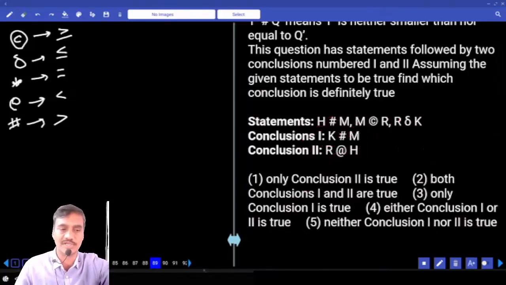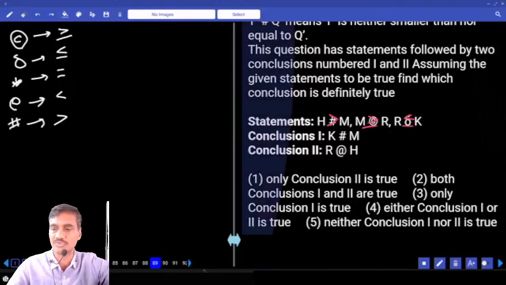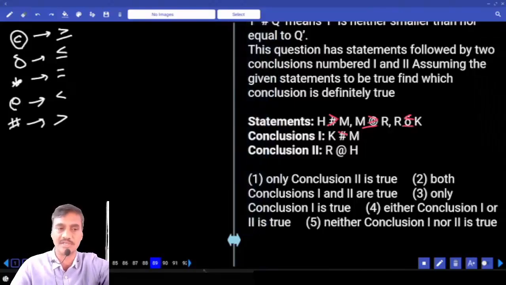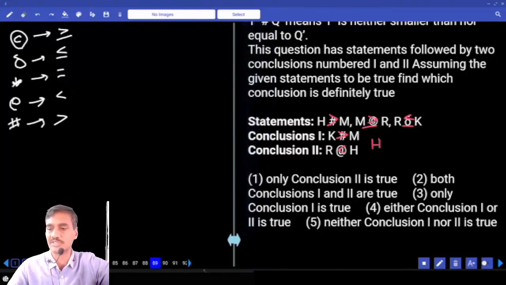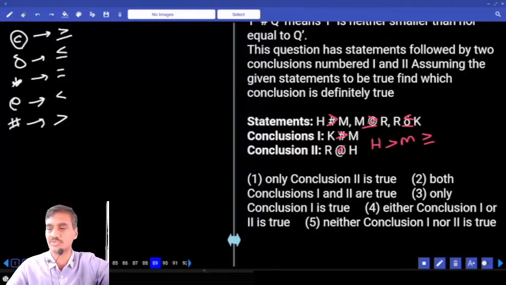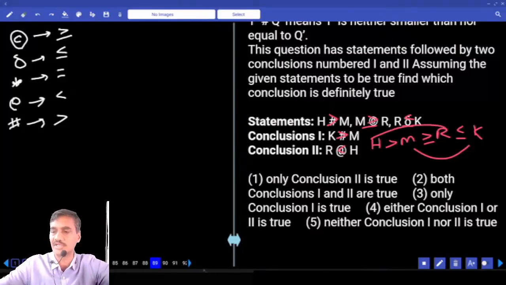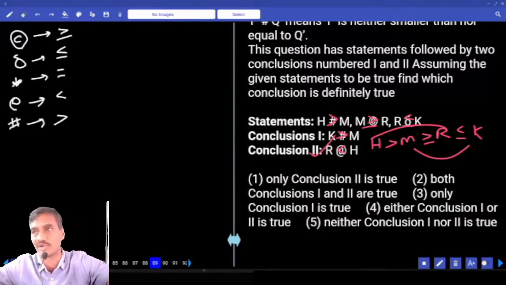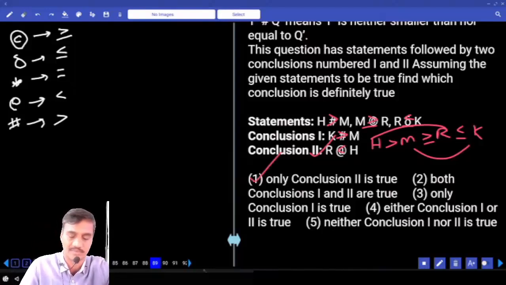Then in this 89, H greater than M, M greater than or equals to R, and R lesser than or equals to K, and K greater than M, and here it is lesser than. Now combining these: H greater than M greater than or equals to R lesser than or equals to K. K and M: M is here, K is here, two opposite symbols, no relation. H and R: H greater than R, lesser than H, definitely 2. Hence, what is your answer? Only 2, that is choice 1, question number 89.